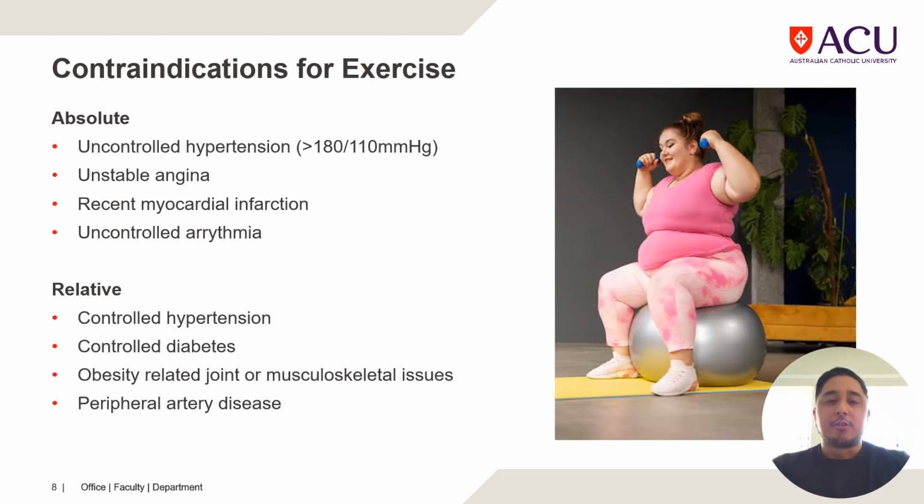There are various contraindications that need to be considered before starting exercise. Absolute contraindications include uncontrolled hypertension, unstable angina, recent myocardial infarction, and an uncontrolled arrhythmia. Relative contraindications include controlled hypertension, controlled diabetes, obesity-related joint or musculoskeletal issues, and peripheral artery disease.